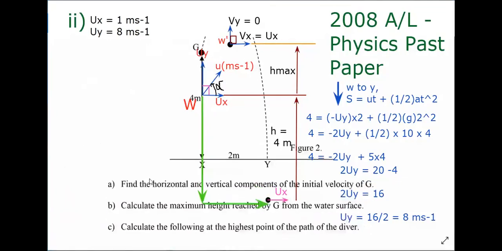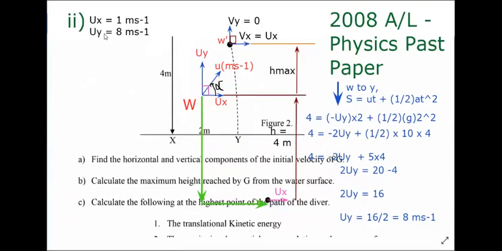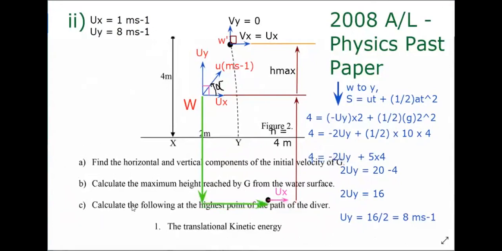Let's go for Roman number 2, sub B. We have found the answers for sub A. Now Roman number 2, sub B: calculate the maximum height reached by the buoy from the water surface.